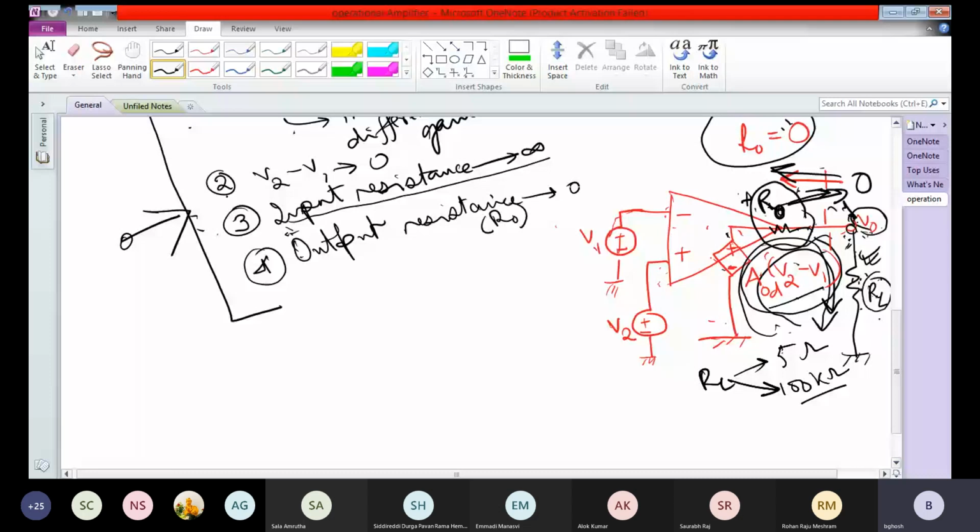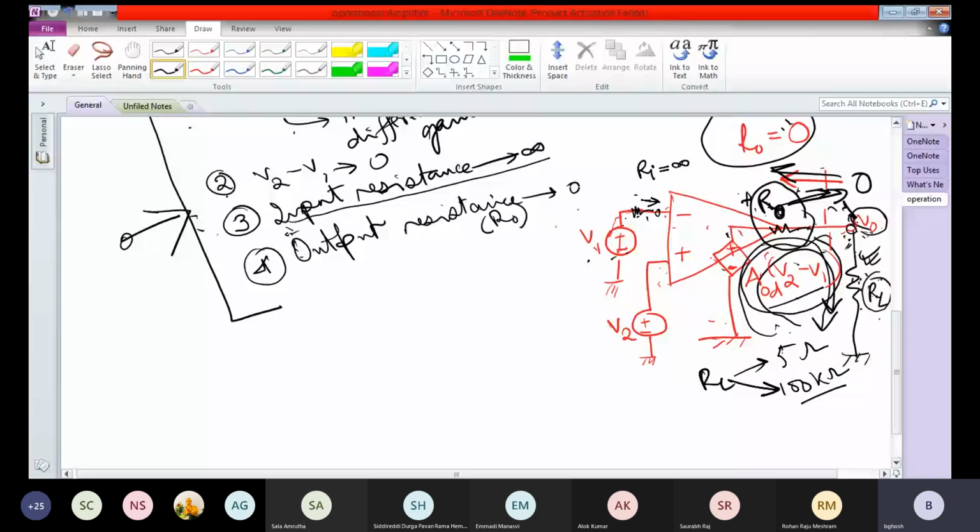Okay. See, we always want the output resistance of a source to be 0, because then the entire source voltage falls here. That is always needed. Here it is not needed, because the input resistance looked at here is infinity. So here the current is 0.